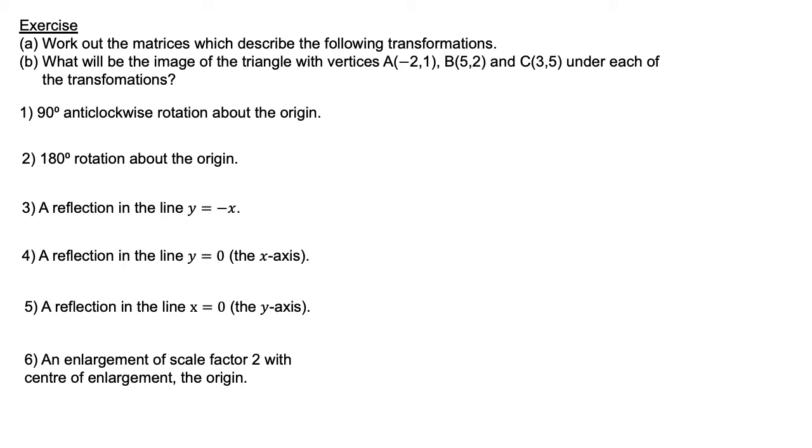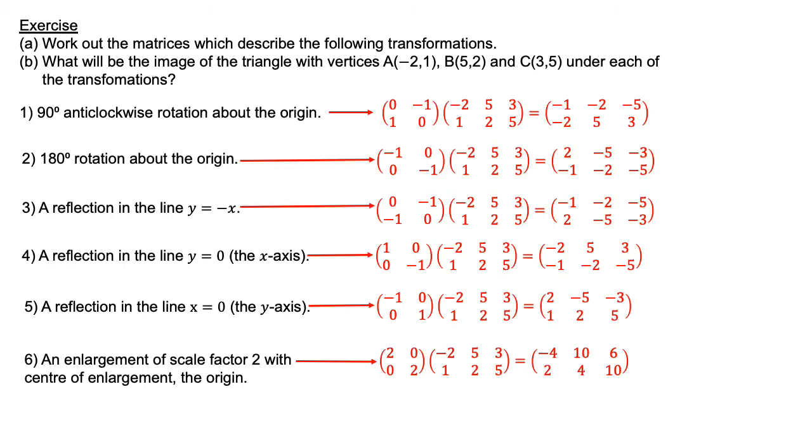Here are the answers. Note how I've not shown you the scale factor of enlargement at the bottom, but if you visualize it, basically the two arrows are twice as long, aren't they? So from being (1, 0), you get to (2, 0) for the x direction and (0, 2) for the y.